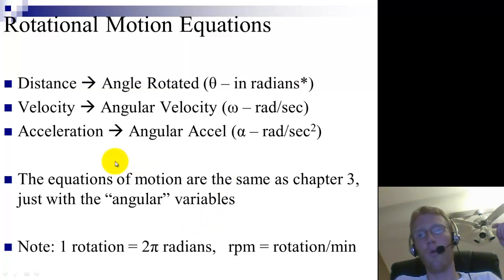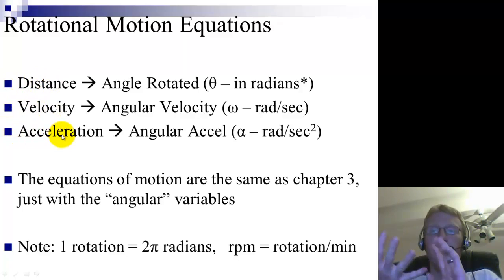The cool thing is, though, whether things are moving in a straight line or whether things are rotating, the relationship between distance, velocity, and acceleration is exactly the same, right? If you accelerate, you're going to be going faster, whether you're rotating or whether you're going in a straight line. So we had formulas before in chapter 3 that related distance, velocity, and acceleration, and we had 5 variables: vi, vf, d, t, and a.